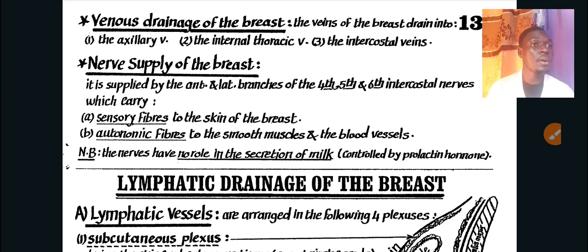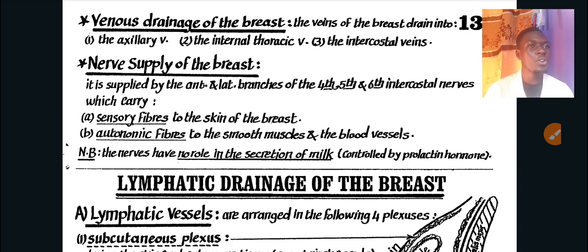However, it is very important to note that the nerves have no role in the secretion of milk, because the secretion of milk is mainly controlled by prolactin hormone. If you look at prolactin hormone, it is normally secreted days after birth, because its production is inhibited by the other hormones that are secreted during birth.